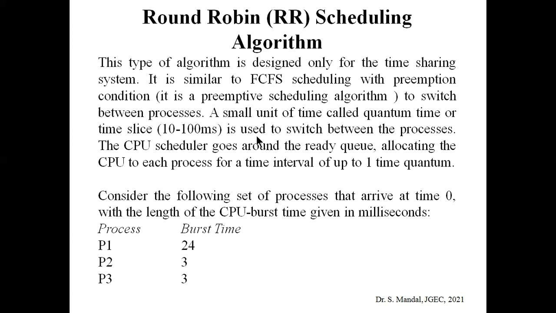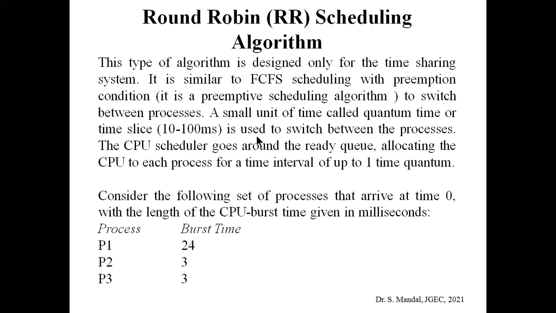So the CPU scheduler goes around the ready queue, allocating the CPU to each process for a time interval of up to one time quantum. Consider this example with processes P1, P2 and P3, whose burst times are 24, 3 and 3 milliseconds respectively, and all the processes arrive at the ready queue at time 0. So how can we apply the RR scheduling algorithm to this problem?